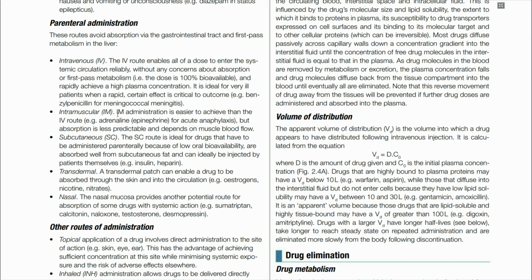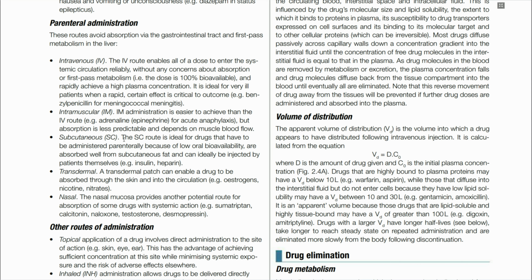Intramuscular (IM). IM administration is easier to achieve than the IV route. Example: adrenaline or epinephrine for acute anaphylaxis. But absorption is less predictable and depends on muscle blood flow.